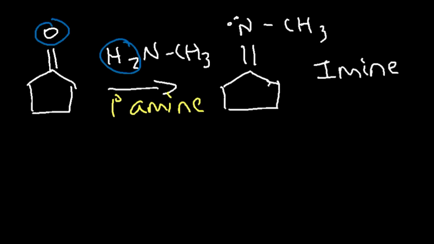By the way, the imine formation works under mildly acidic conditions, meaning the pH has to be around 4 to 5 to get the greatest yield. If it's not in that range, your yield for the imine will be low.